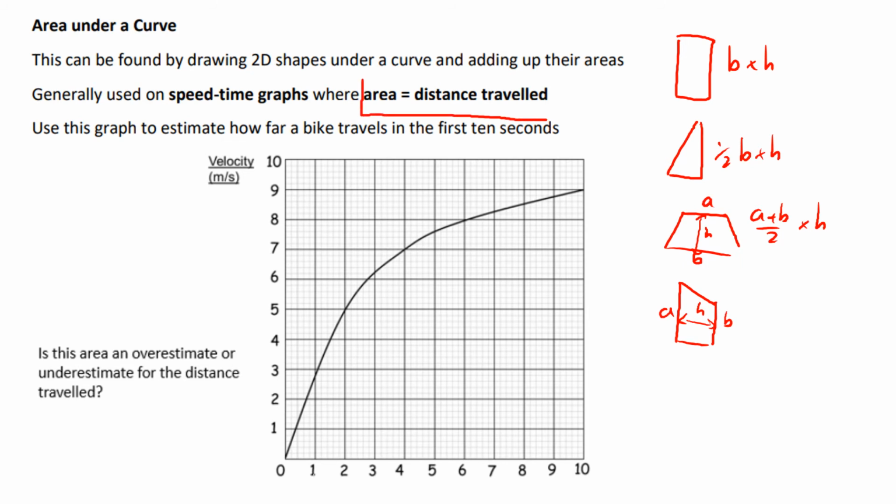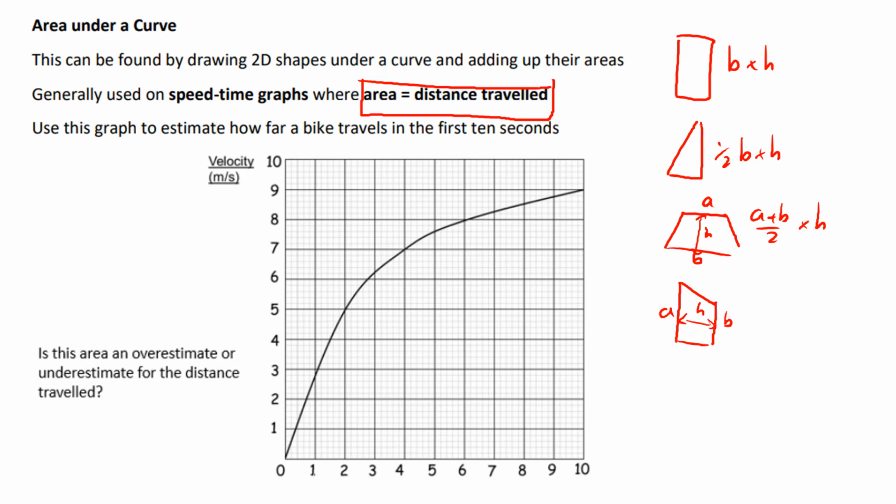There's no real other context where they'll ask you to find the area under a graph, so just get in your head that area is distance, and that'll serve you well. So we're going to use this graph to estimate how far a bike travels in 10 seconds. That's from 0 to 10. That's the area under the entire graph that we can see. So we need to split this up into chunks.